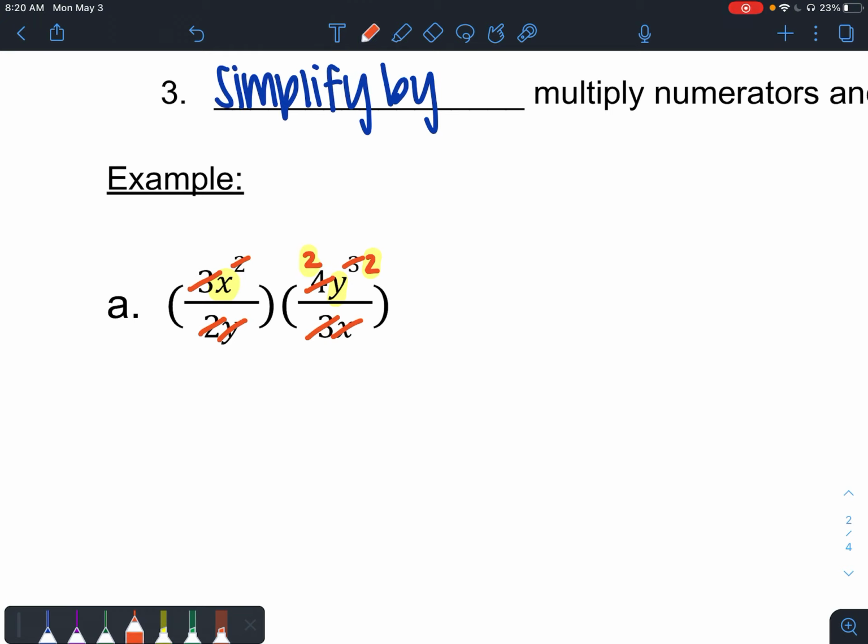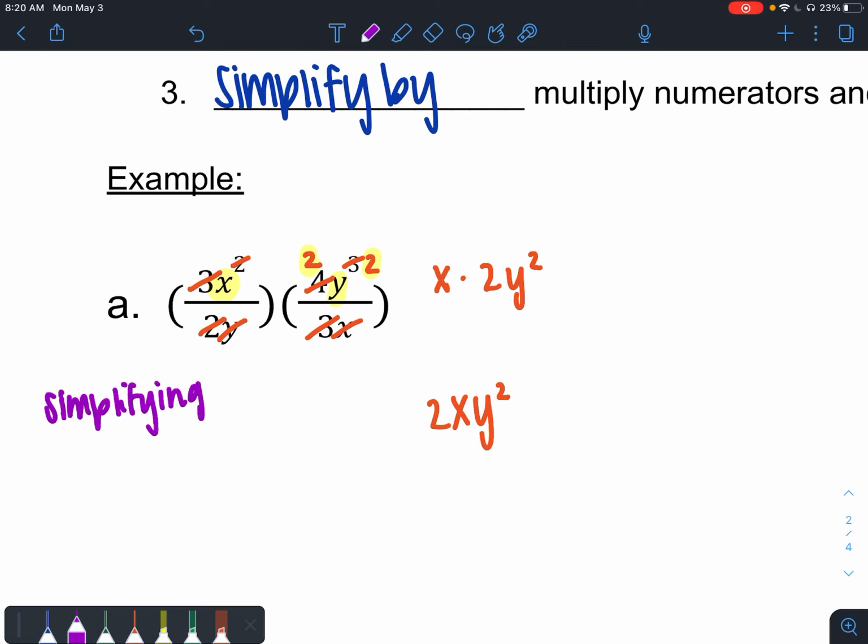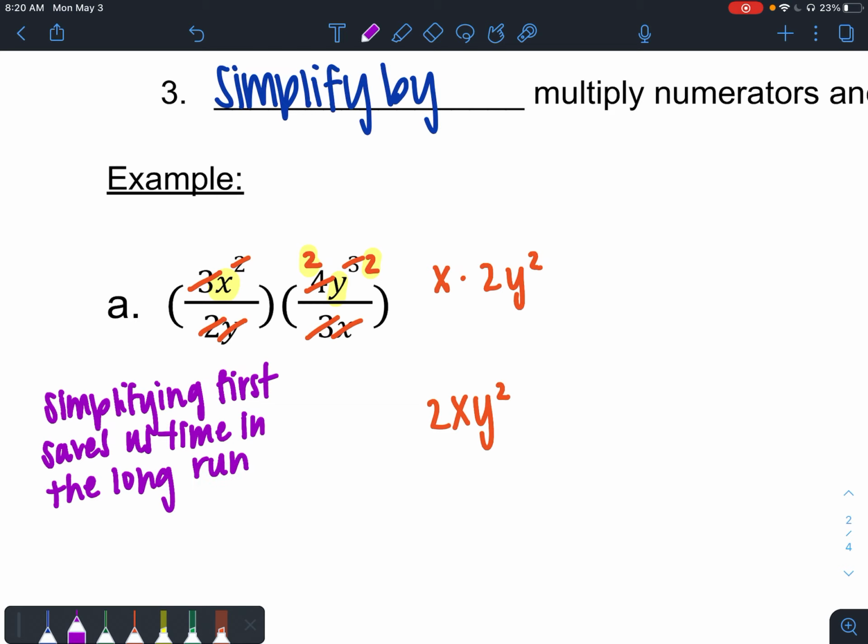So as we multiply straight across, we have x times 2y squared, which is 2xy squared. Okay, simplifying first saves us time in the long run. And that's because we are dealing with smaller numbers.